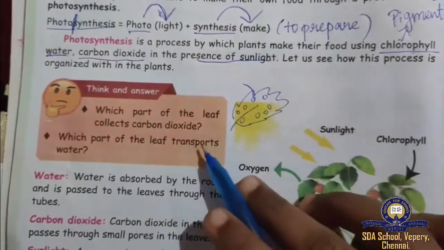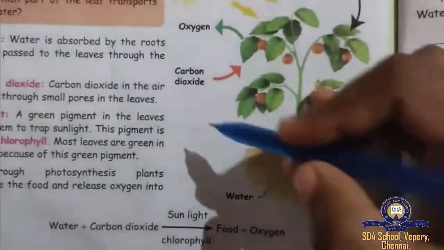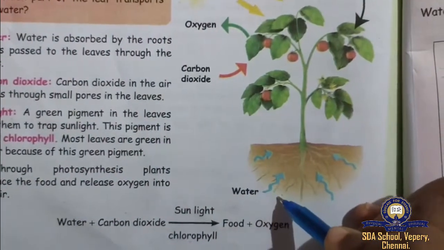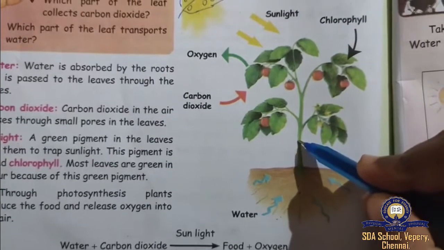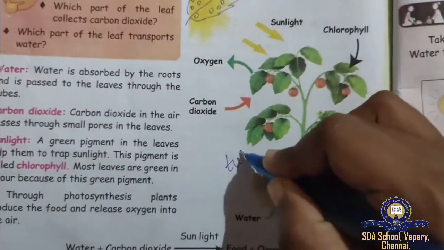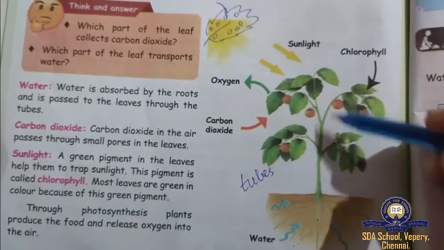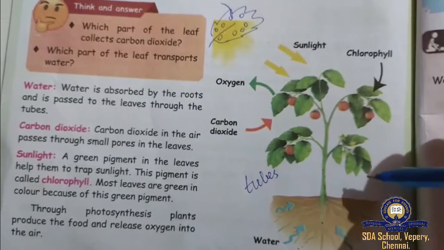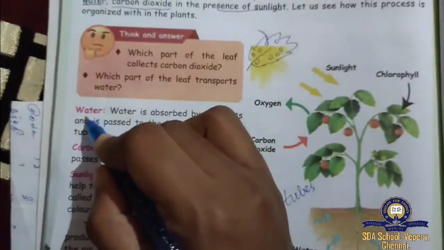Okay, which part of the plant transports water? So when we pour water to a plant, the water is absorbed by the plant through the stem, right? So inside the stem we have tubes. So through the tubes only the plants will transport water.